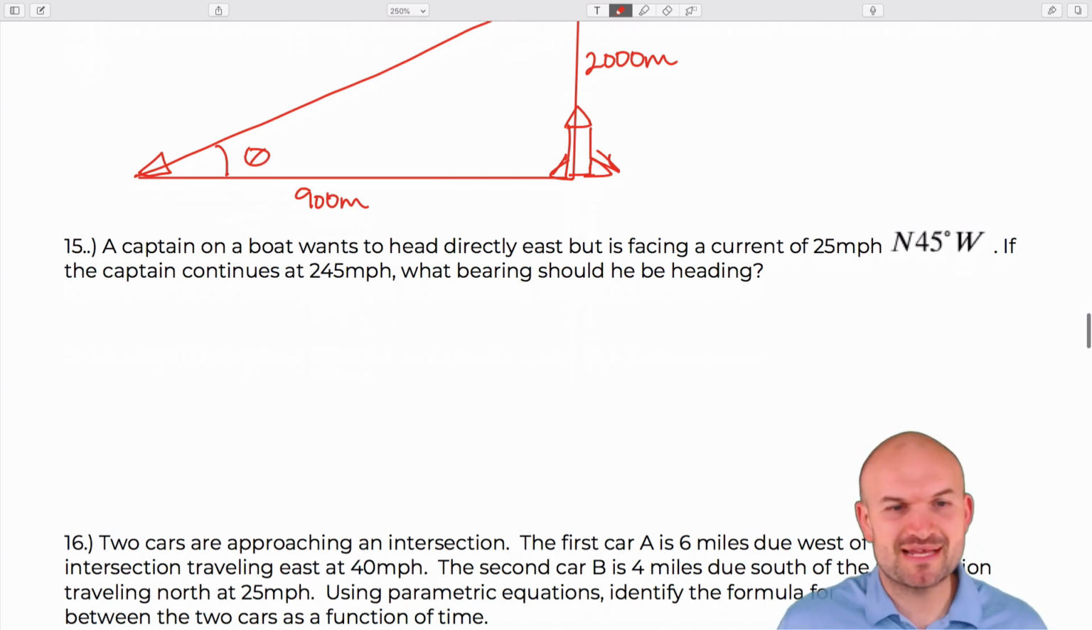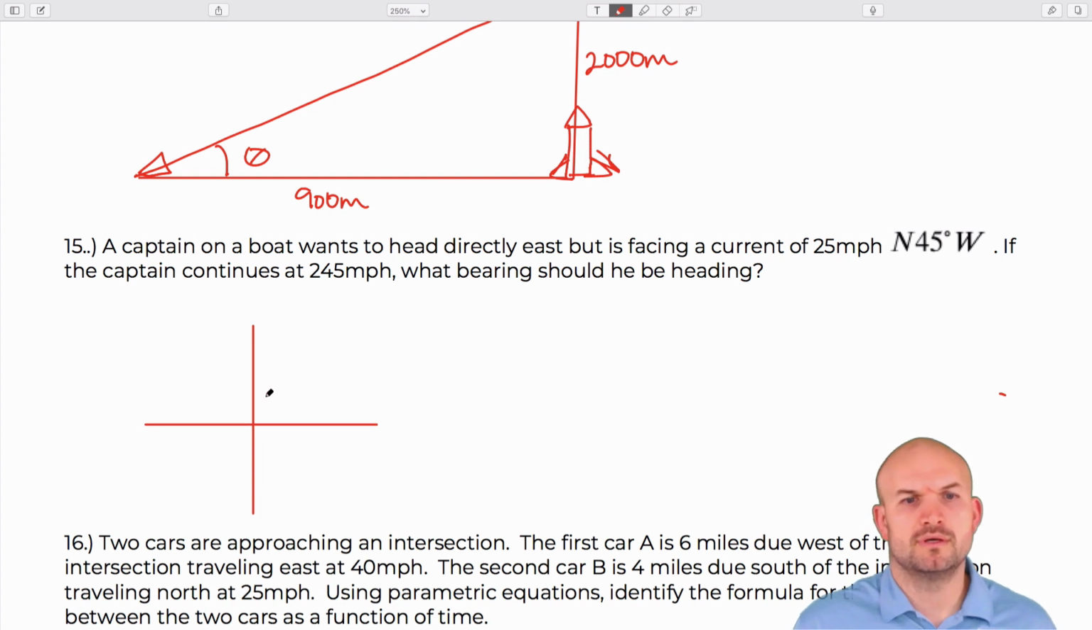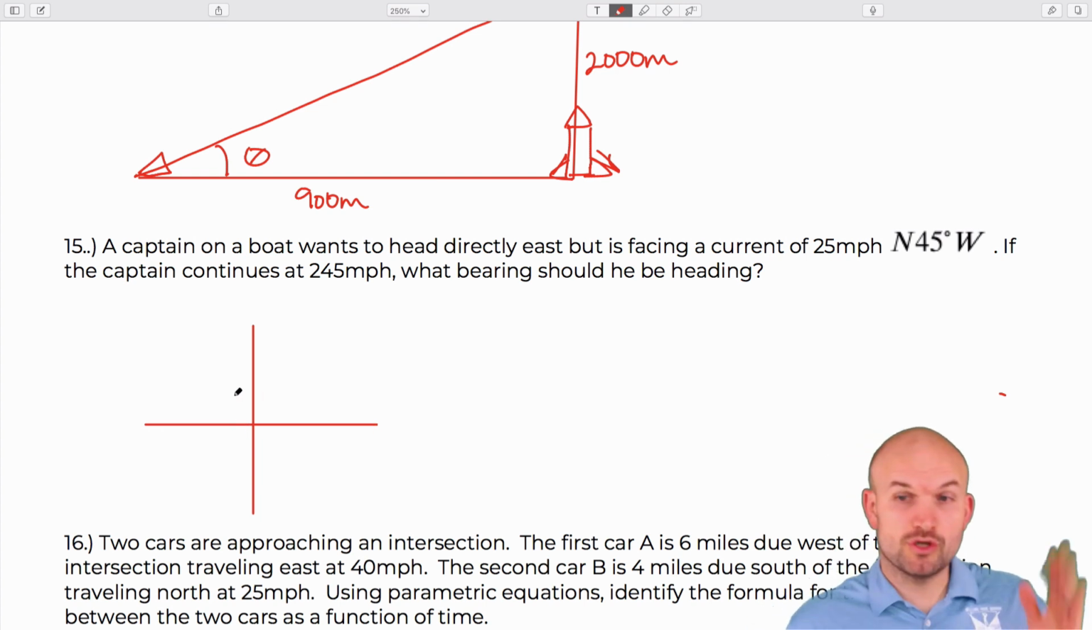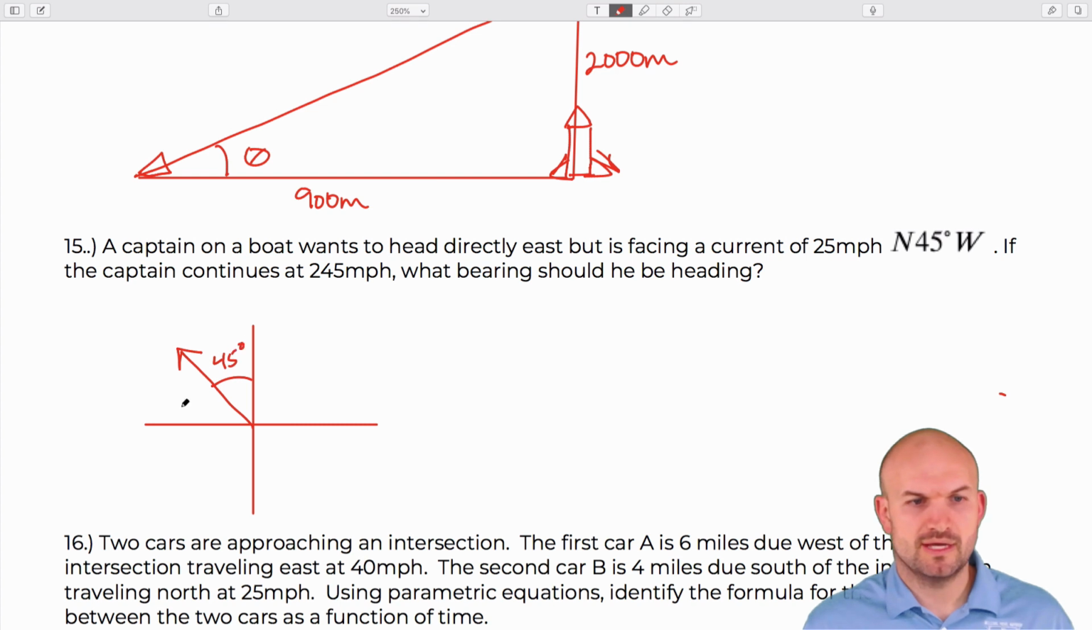Cool. So a captain on a boat wants to head directly east, but is facing a current of 25 miles per hour at north 45 degrees west. Okay, so there's a current at north 45 degrees west. That's heading here. So north 45 degrees, and that has a magnitude here of 25 miles per hour.